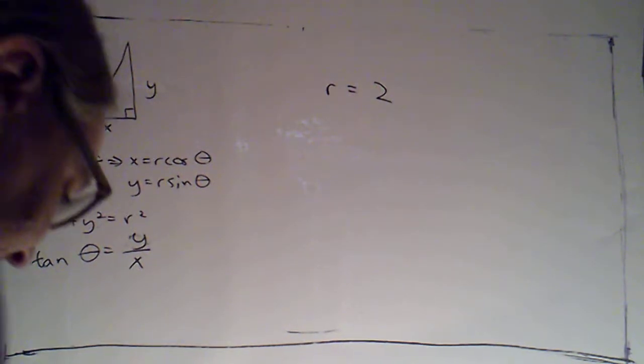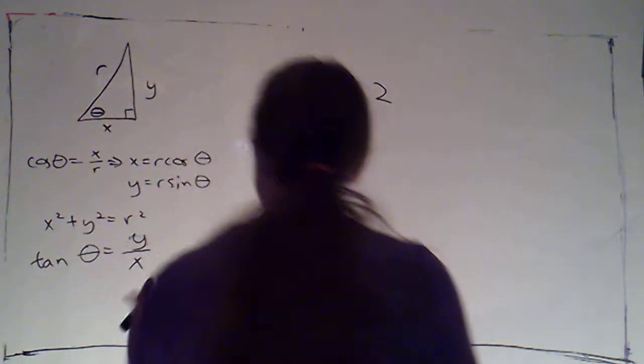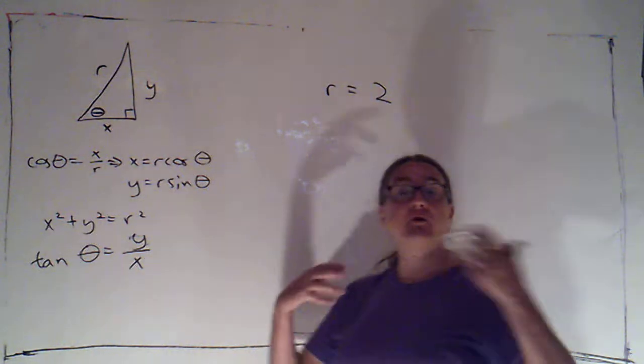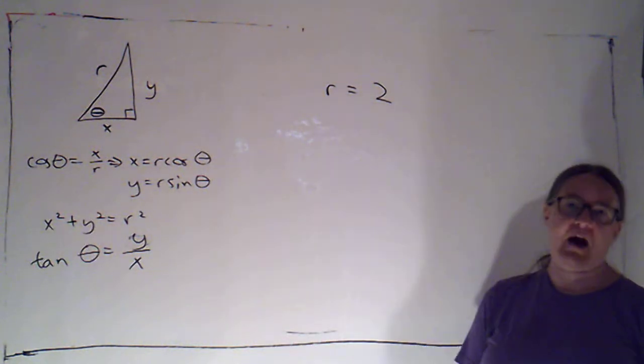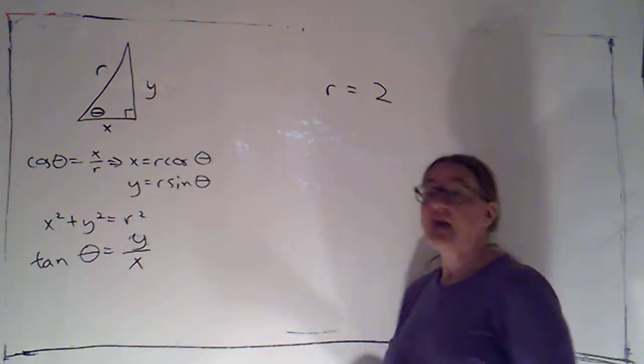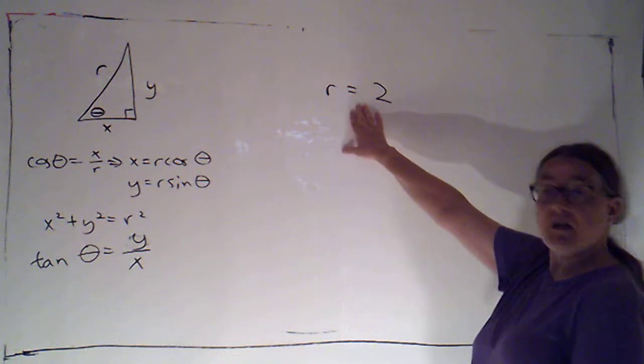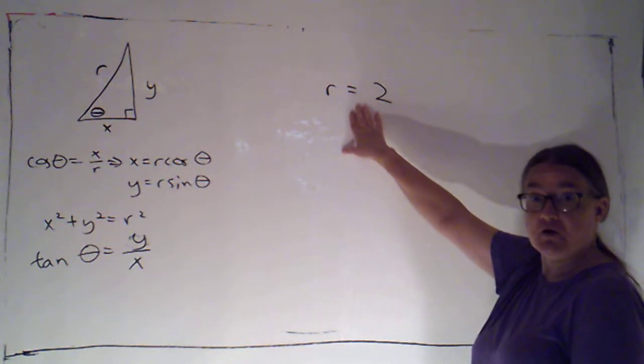In the last couple of videos, we started with an equation in rectangular coordinates, and we found a polar equation that had the same graph. Now we're going to go the other way. So I'm starting with this equation in polar coordinates, r equals 2.